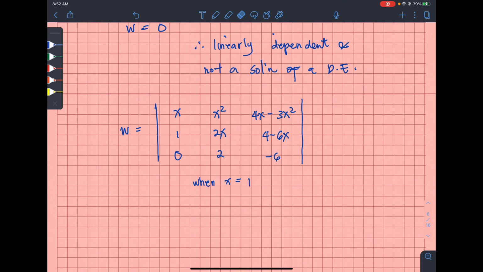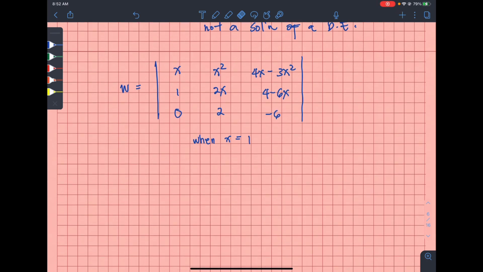Because it is hard to multiply the variables, we're going to substitute any value. The easiest would be 1. So W would be equal to: x is 1, and then x squared is still 1. So 4x minus 3x squared is just 4 minus 3, which is 1 as well.